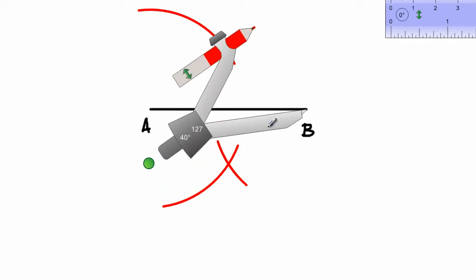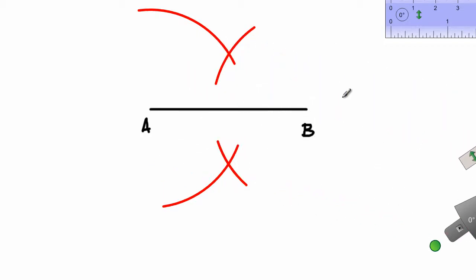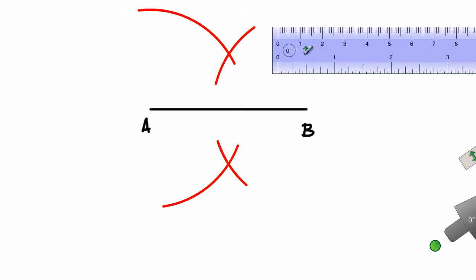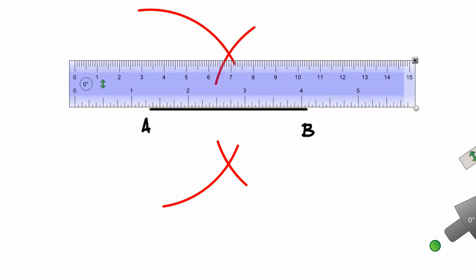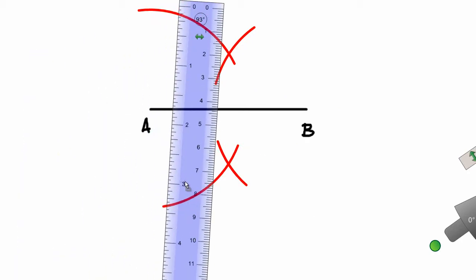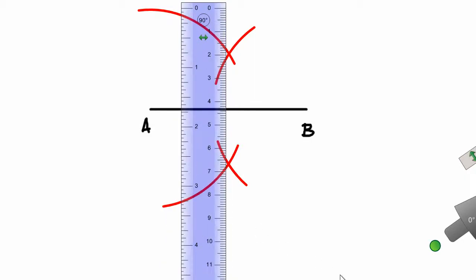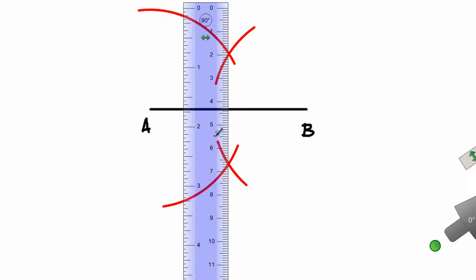So there we have our two pairs of arcs, the pair at the top intersecting and the pair at the bottom intersecting. Now I can put my compass aside. I'm going to use my ruler and draw a line straight through the points of intersection of the arcs. We have lined up our rule. I'm going to use a blue and draw a line straight through the two arcs.